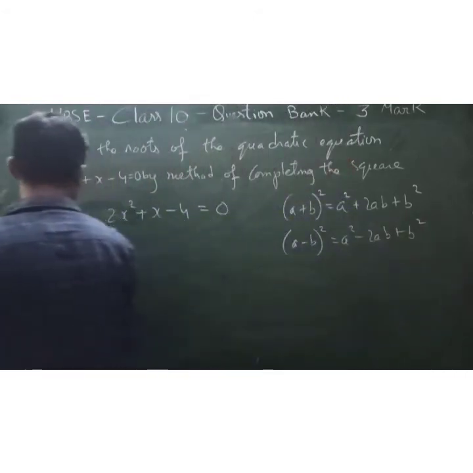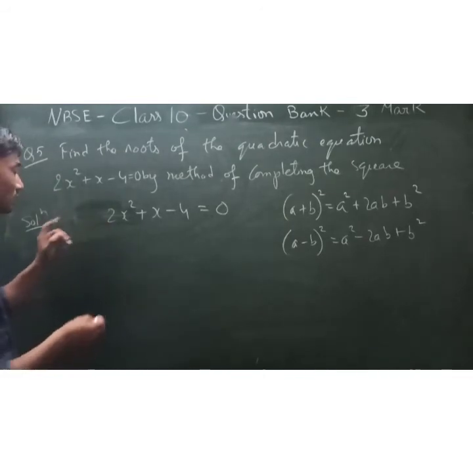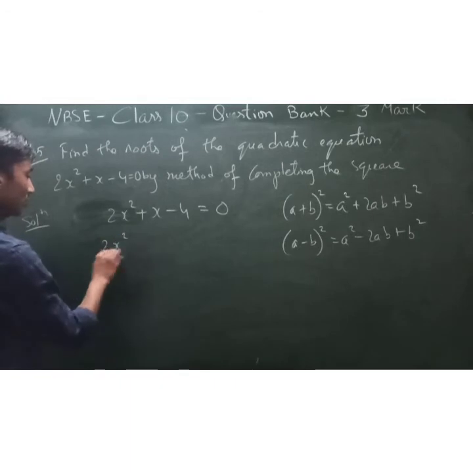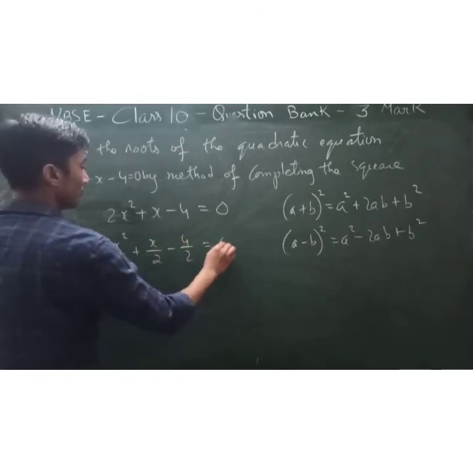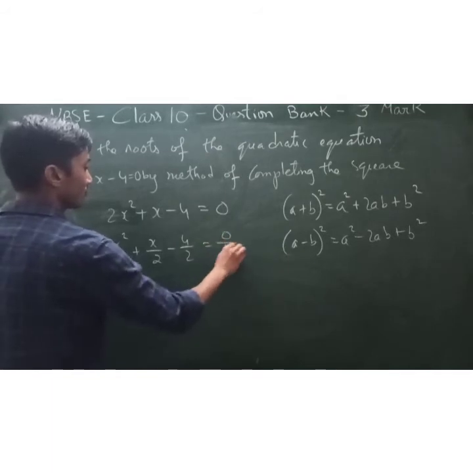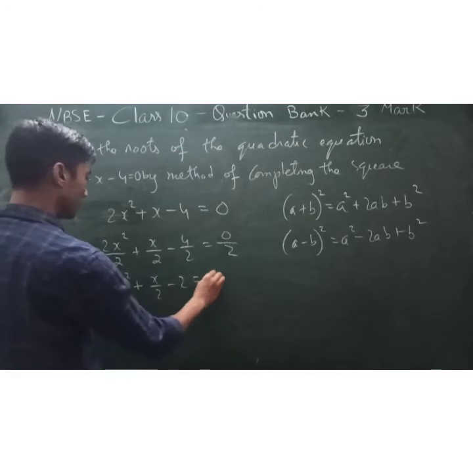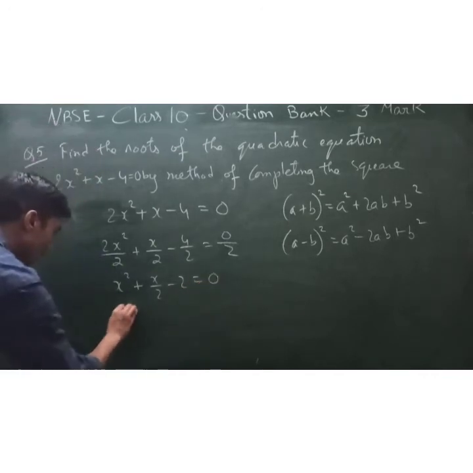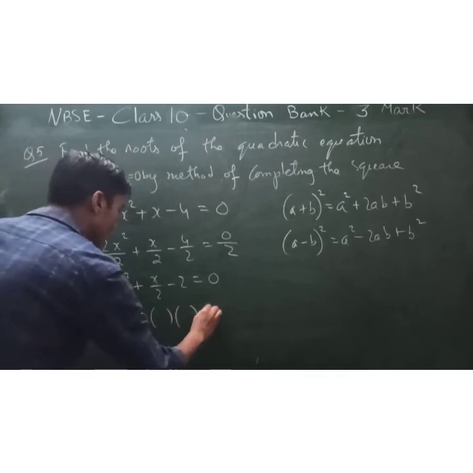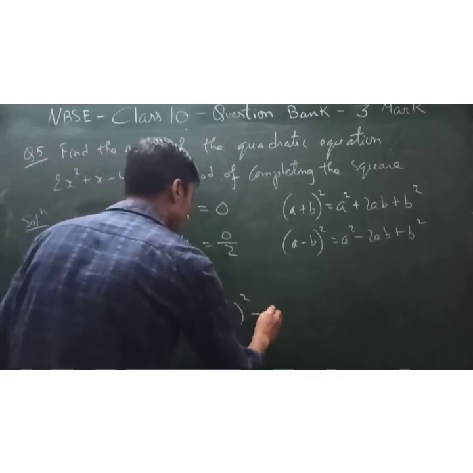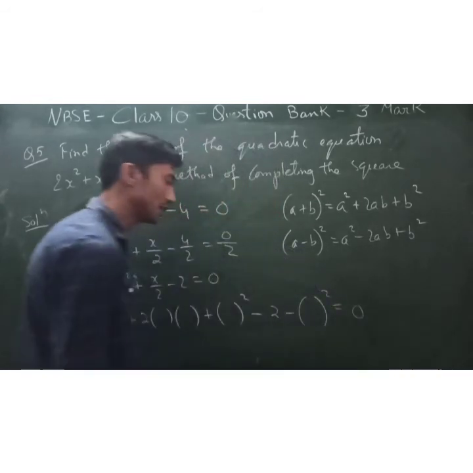So we're going to complete. So as I mentioned, this coefficient should be 1, possibly, that's much better. So I'll divide all the terms by 2. So that's x squared plus x by 2 minus 2 equal to 0. Now I'll try to complete the square. x square, x whole square plus twice into a into b plus b square minus 2 minus b square is equal to 0. You can just check out the other videos.